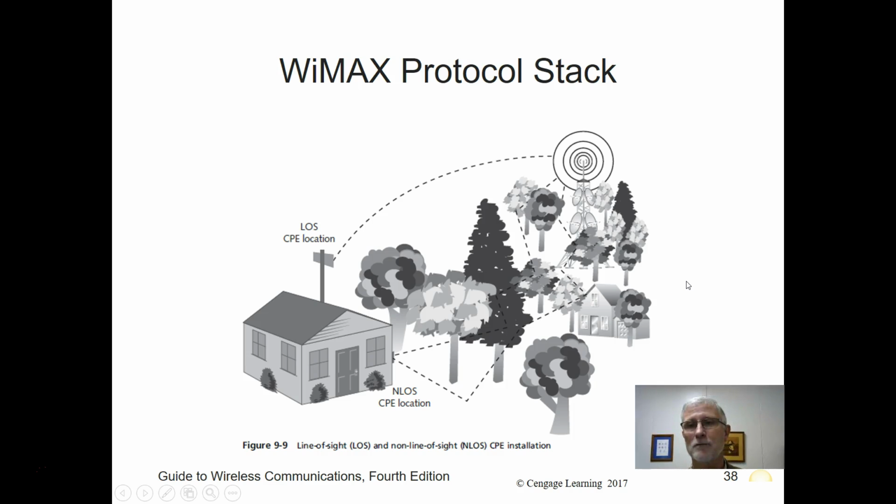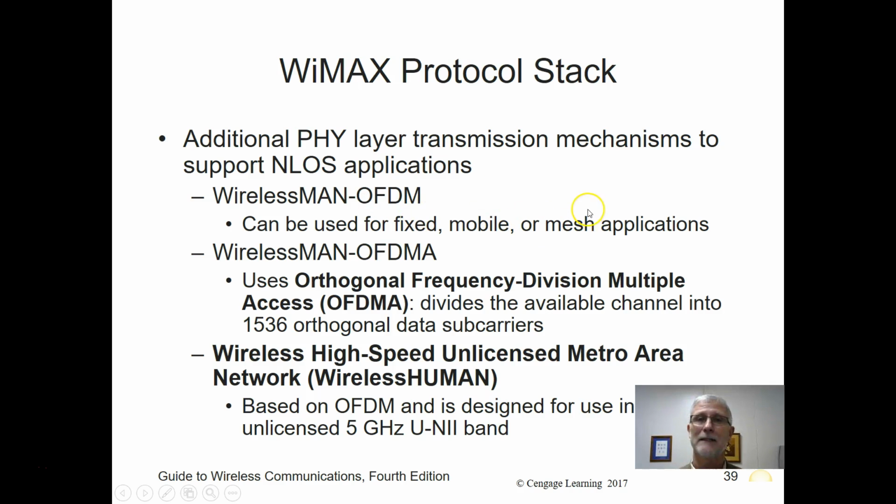If you wanted to, you could create an environment like this: line of sight or non-line of sight. The line of sight says, yeah, I've got this antenna, and I have to have direct line of sight over top of all the trees. And with the non-line of sight CPE equipment, I'm just bouncing it off anything and everything to hopefully get something that'll come back up there.